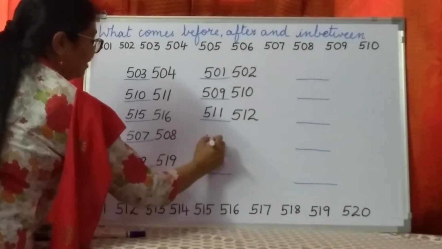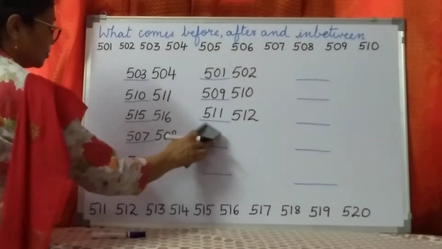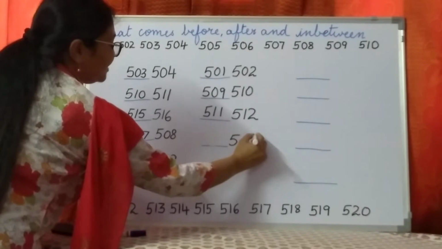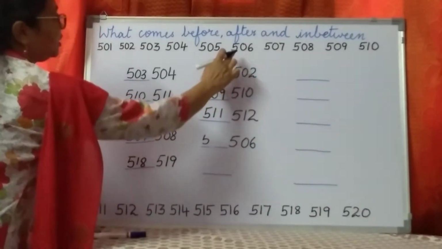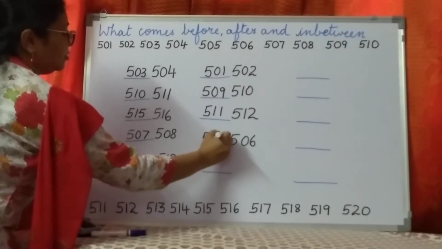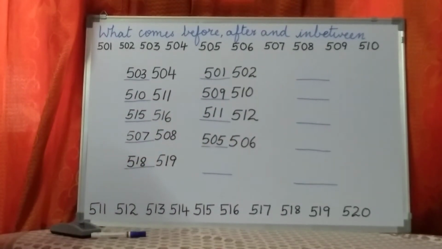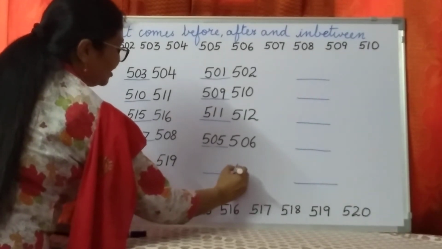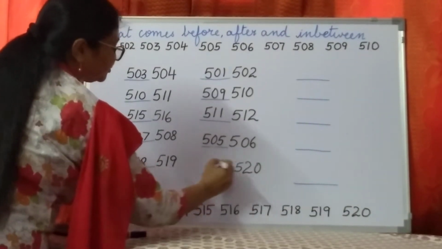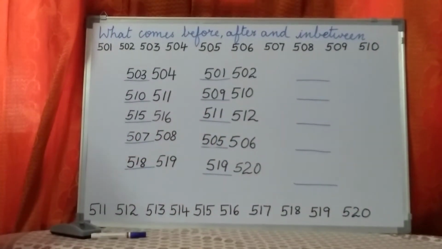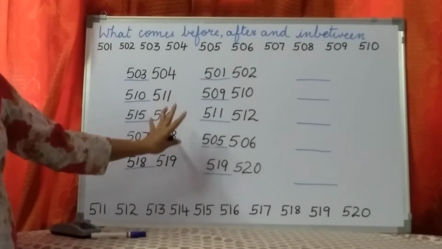What comes before 500? What comes before 506? 505. So you have to keep on saying your numbers and writing, and say the number that comes before. What comes before 520? Okay. This is how you are going to do what comes before.